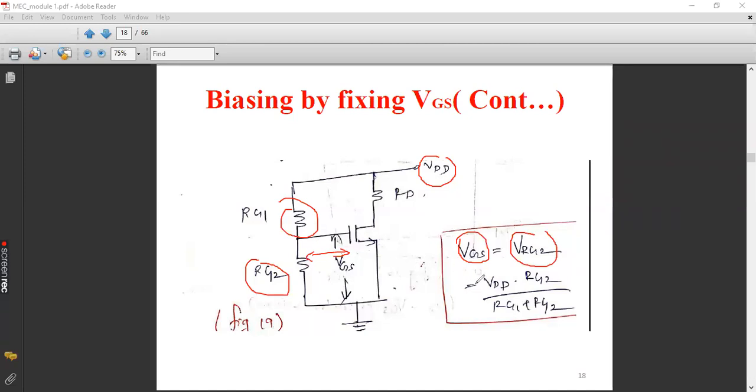So VGS can be written as VRG2, which is equal to the supply voltage VDD times the resistance RG2, because across RG2 only we are taking VGS, divided by the sum of the resistances, RG1 and RG2.